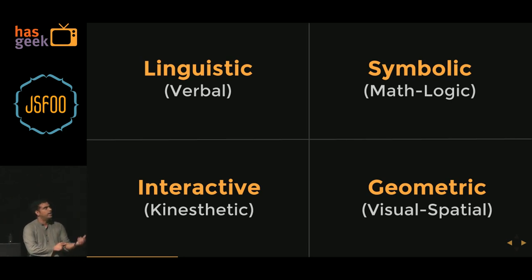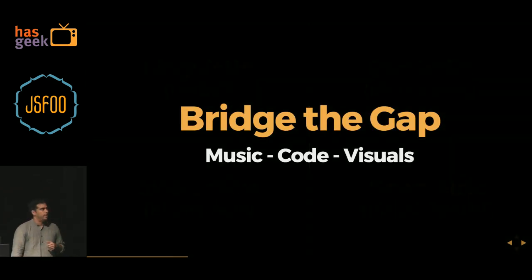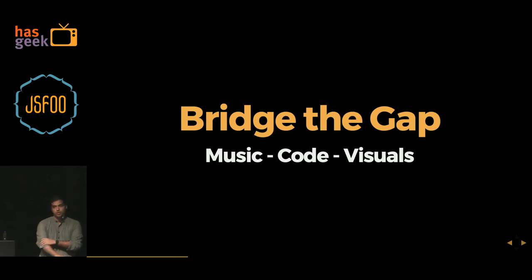If you look at it, the verbalization is linguistic, the playing is very interactive and kinesthetic, and what we are probably more used to is the symbolic math logic part, as well as the geometric visual spatial part. So the exercise I took upon myself was, can we make it much more visual, so that people can start to understand the music and start to learn?